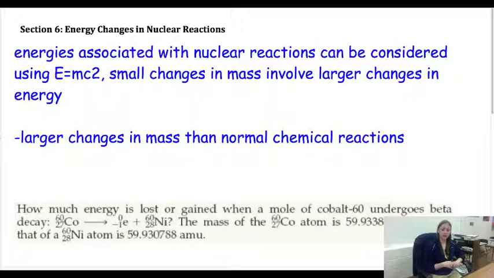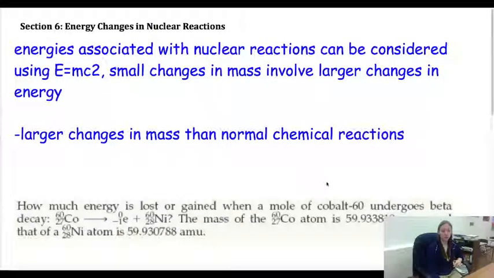Right now, really, energy changes associated with nuclear reactions can be considered using E equals mc squared. There are small changes in mass involving a large change in energy, and these changes are much more than in normal chemical reactions. So we're going to look at some problems dealing with these energy changes in nuclear reactions.